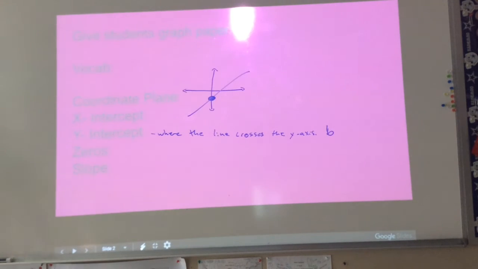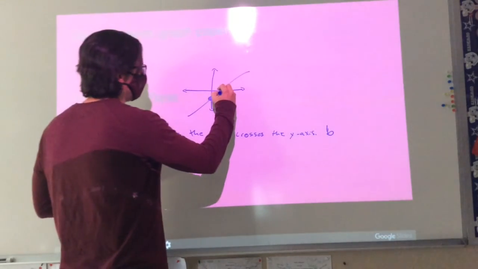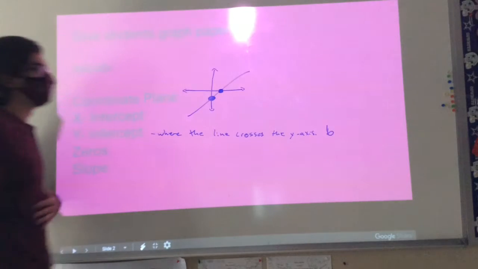Well, let's take what we know about y-intercept and let's think about x-intercept. Does anybody want to take an educated guess on what an x-intercept is? What do you think, Hayden? Where the line crosses the x-axis. Absolutely. It is the exact same thing as the y-intercept. So everybody look right here. That's going to be our x-intercept.